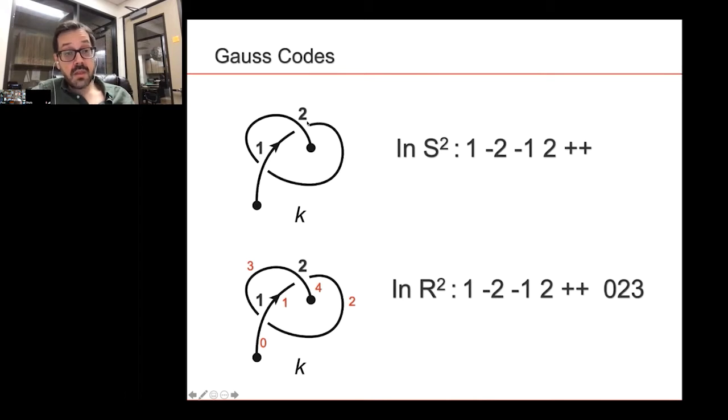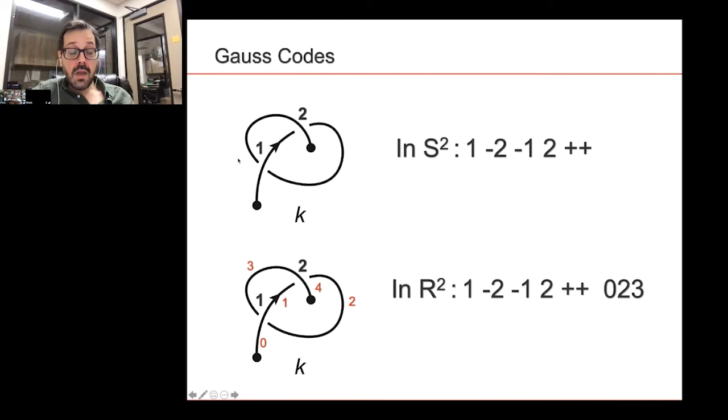Each time that we meet a crossing, we have to say if it is an overcrossing or an undercrossing. Our notation is a plus: we keep 1 as a positive if we go over, and we keep it as a minus if we go under. So we will meet 1 in a positive way because it's an overcrossing, then minus 2, then minus 1, and 2. Okay, so this is the first part of the Gauss code that gives us the over-under information.